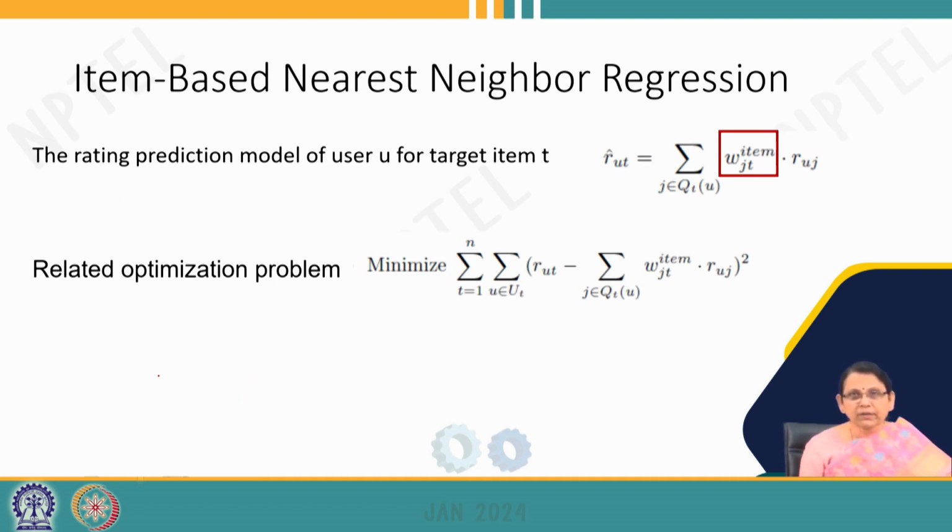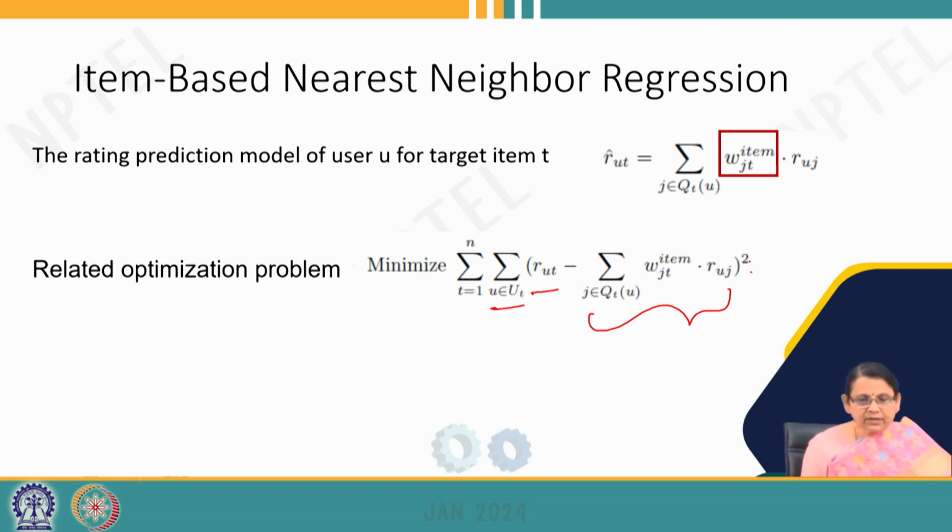Now, a similar situation arises in case of the item based method. In case of the item based method, with respect to each item T, the rating is available only for a few users. This is the known rating, this is the estimation, and we take the squared error and try minimizing it.